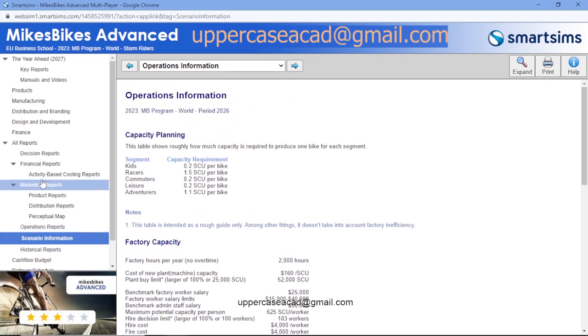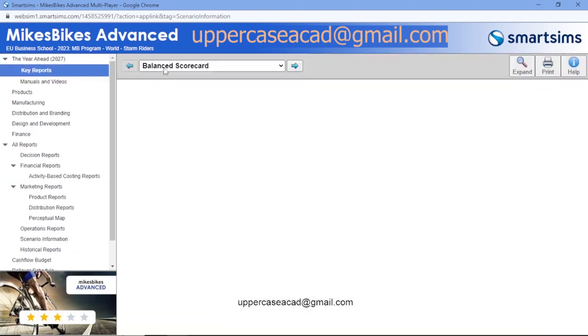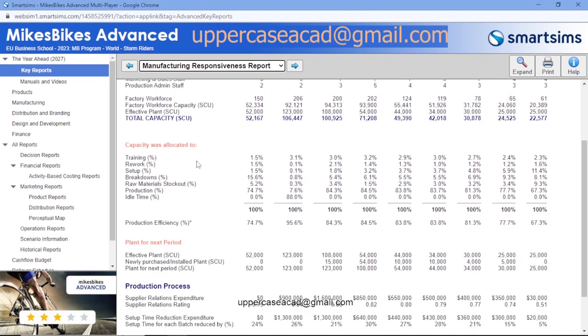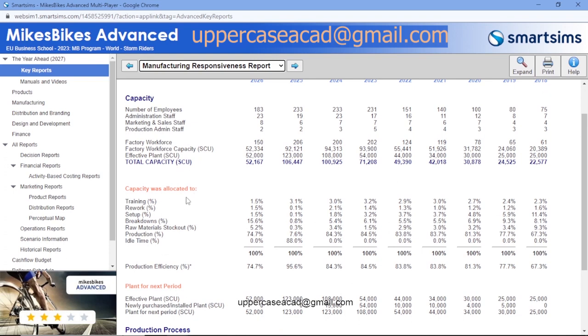So we go back to the manufacturing report. Let me just check it here. Here you can see the capacity allocation of our workforce, or our capacity, and how it is being allocated. Training is 1.5%. Rework is 1.5%. Then the setup, this is the percent for setup. So the capacity allocated for setup was this one.